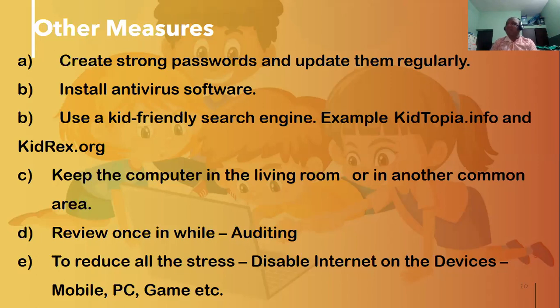So what the parent did was ask him to make sure that his laptop always faced the rest of the people in the house so that they could monitor what this child was doing. Keep the computer in the living room or in another common area so that everyone will know what your child is doing, and once in a while as parents, you can move around and see what they do. Review once in a while. Go to your kid's laptop, go to their mobile devices, and try to audit what they do on their devices.